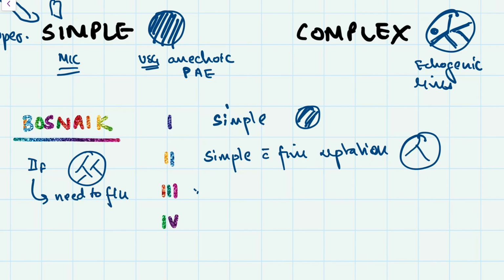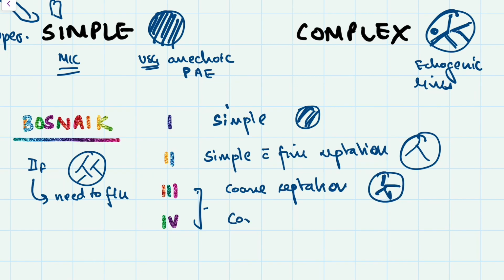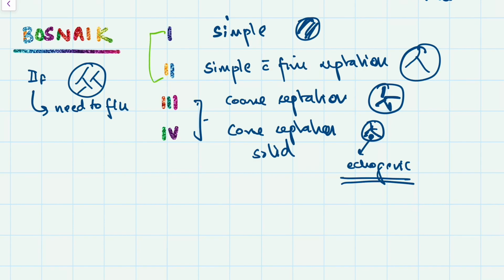3 and 4 are complex renal cysts. In 3, we will have coarse septations, right? While in 4, there will be coarse septations as well as solid components. Right, remember the solid components are also echogenic on ultrasound. For grade 1 and 2, you just need to observe the cyst, while in grade 3 and 4, surgical removal of the cyst needs to be done, as there is an increased risk of malignancy associated with these cysts.